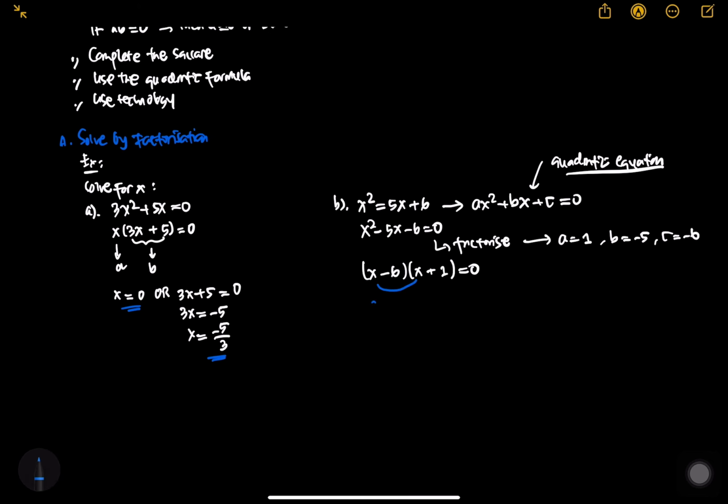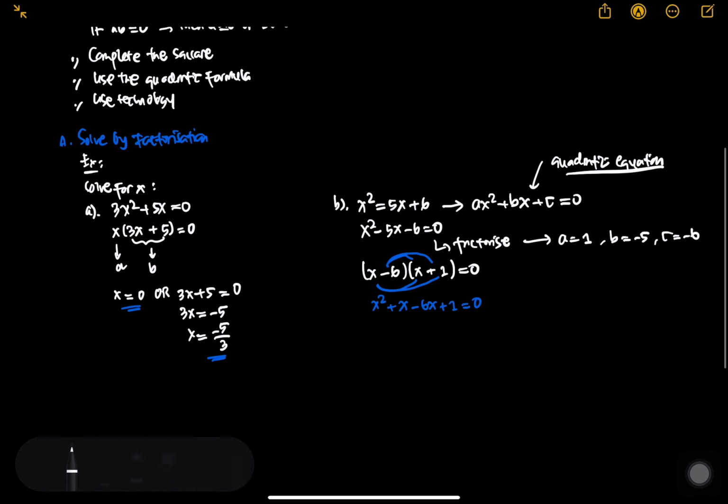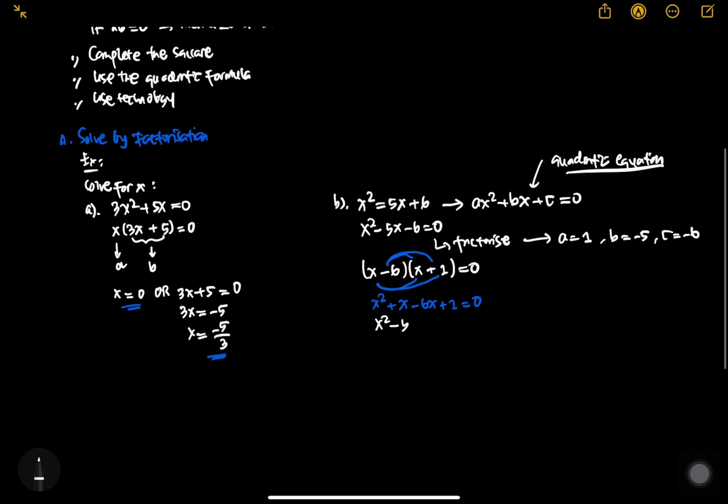times x is going to be x squared. X times 1 is going to be x. X times negative 6 is negative 6x. And negative 6 times 1 is negative 6. So that's definitely x squared minus 5x minus 6 equals 0. So it's proven. That's the way we can prove it.